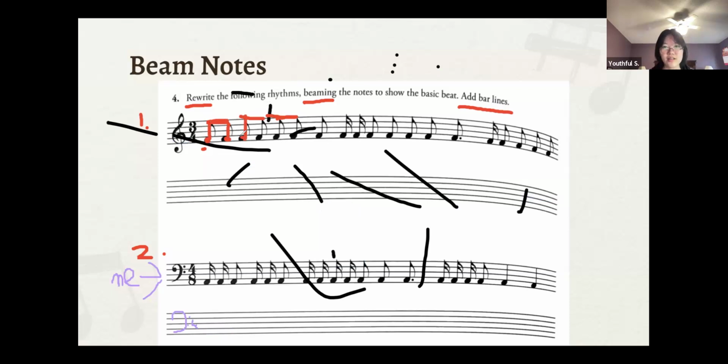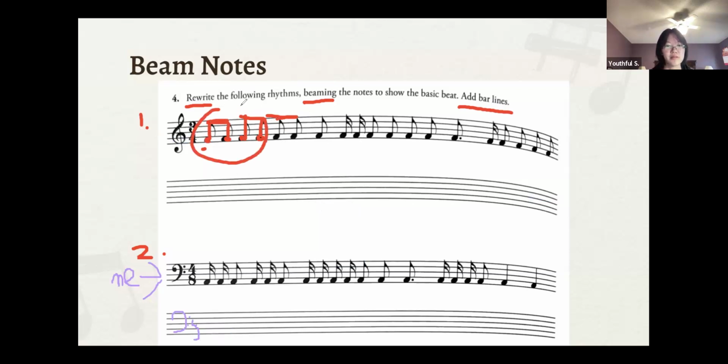I can't close chat. Just try pressing on chat in the menu. Okay, so this is an example. I'm not going to do too much, so that would be beaming together notes. Oh, that's my underline. Okay. So keep the time signature, just beam together the notes, and add some bar lines as well.